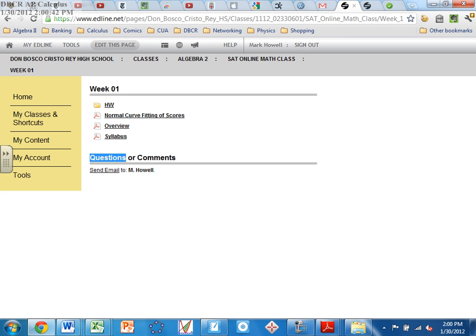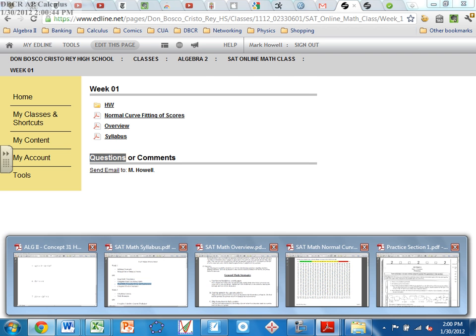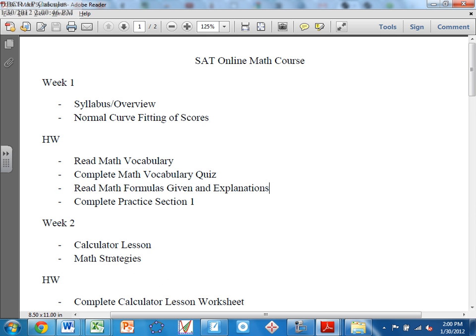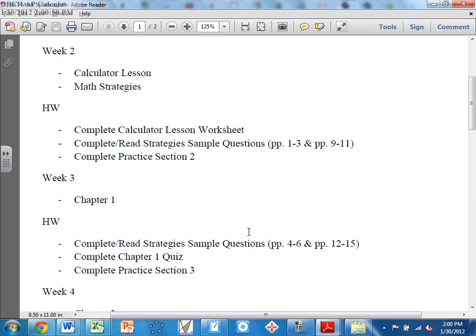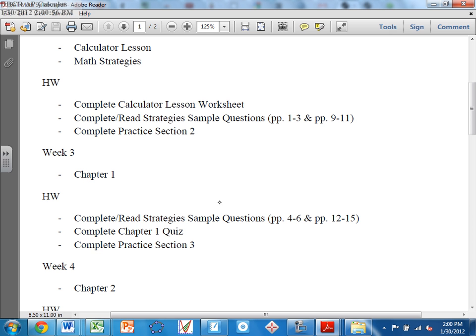The first thing I want to do today, again, we looked at the syllabus real quick, but just to quickly skim through it. Every week we're going to have a different topic. So in week 2, we're going to look at ways to use the calculator on these tests, and then we're going to look at strategies. Your homework for this lesson is to complete the calculator lesson worksheet. Then you're going to have strategy sample questions. I want you to look at pages 1 to 3 for that one. Those are the actual questions, and this is where the solutions are. Then complete practice section 2. You'll have a total of 11 practice sections, and you'll see one each week.